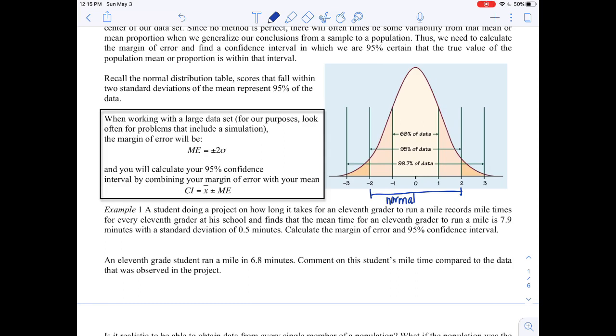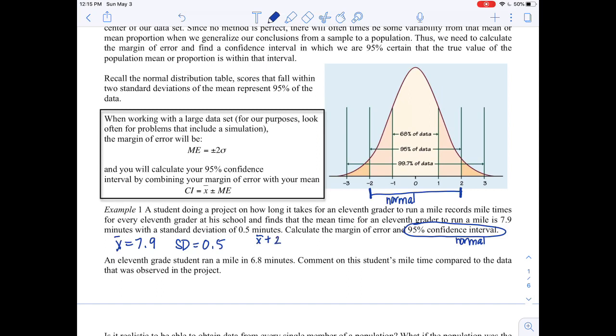So if you take a look at example number 1, a student doing a project on how long it takes for an 11th grader to run a mile records mile times for every 11th grader at his school and finds the mean time is 7.9 minutes, with a standard deviation of 0.5 minutes. Again, we want to calculate what's 2 standard deviations above and 2 standard deviations below, and make that window, because that's your normal window, or your 95% confidence interval. That's what we're going to refer to as the normal interval.